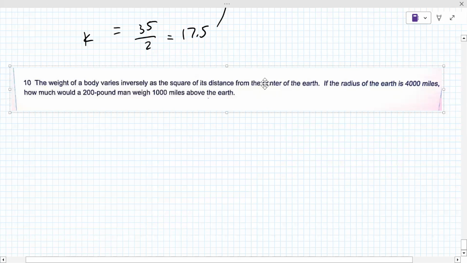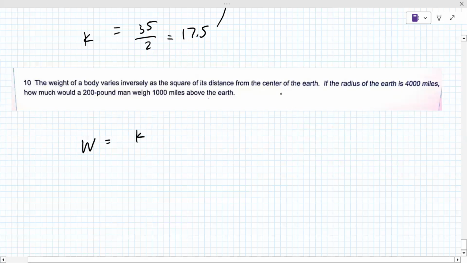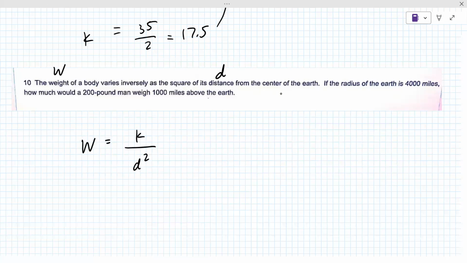The weight of a body varies inversely as the square of its distance from the center of the Earth. So we've got to convert that. W, the weight of a body, varies inversely as the square of the distance D. Inversely is the division. And just like the previous problems, they will give you W and D to find K. So they're telling you the radius of the Earth is 4,000 miles. That's D.